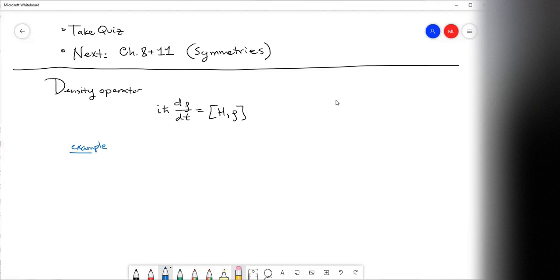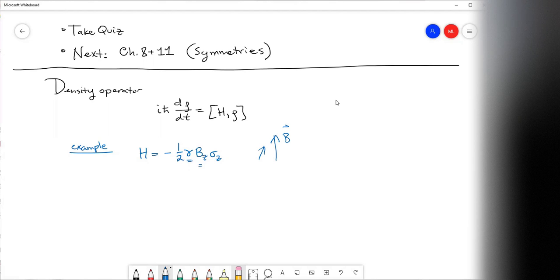Of course, the usual example is a single spin 1/2 particle. We can imagine a Hamiltonian that's given by this. So this is that gyromagnetic ratio thing, and this is a magnitude of some B field. So it's basically a spin 1/2 guy in a magnetic field pointing along the z direction.